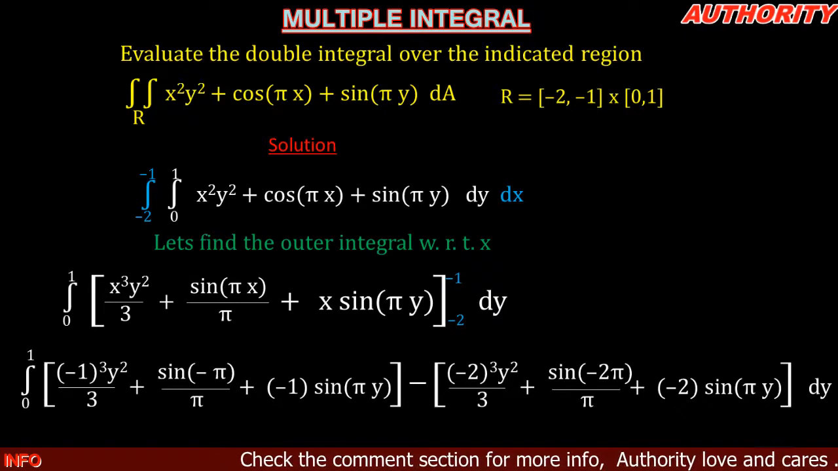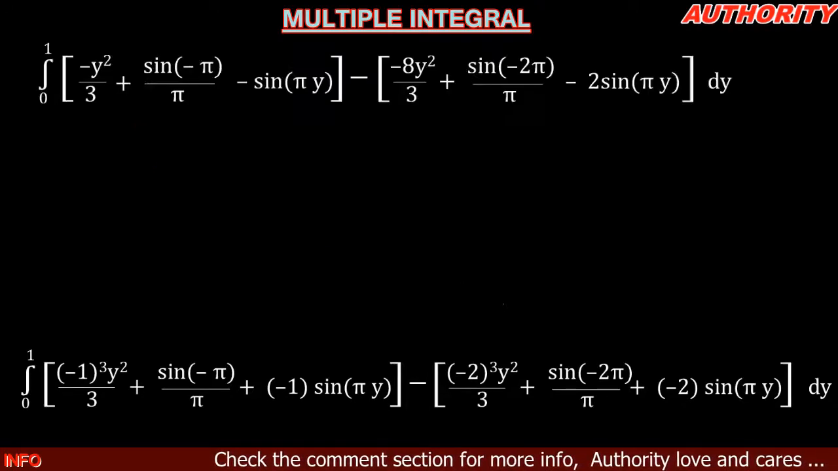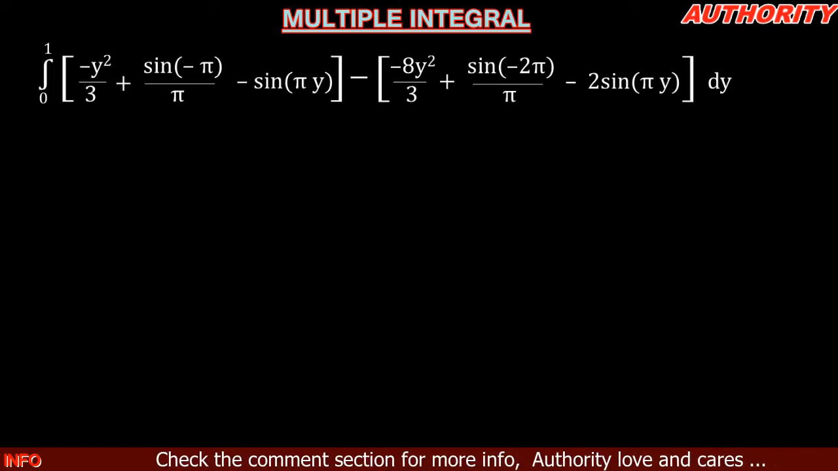Here we have minus 1 times sine pi y gives us minus sine pi y in bracket, and then going to the other bracket we have minus 2 cubed, which gives us minus 8. Minus 8 times y squared all over 3. Then we have plus sine minus 2 pi all over pi. And then minus 2 times sine pi y gives you minus 2 sine pi y. Here we have dy. Now, let's open this bracket and rearrange them.